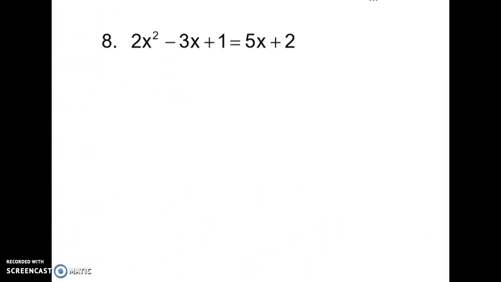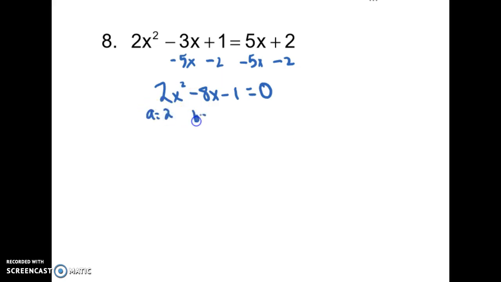So what about a problem like this? 2x squared minus 3x plus 1 equals 5x plus 2. Once again, it's not set up ready to go for quadratic formula or factoring. So I'm going to bring the 5x over to the left side and the 2 over to the left side as well. And pick out a, b, and c values, because nothing's jumping out at me that immediately I know it's factorable.